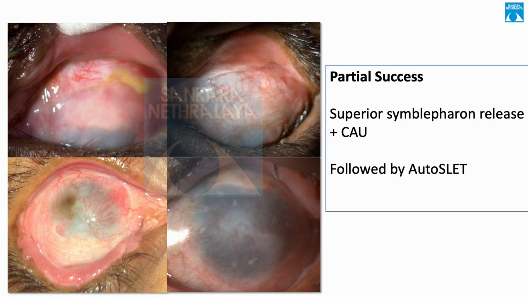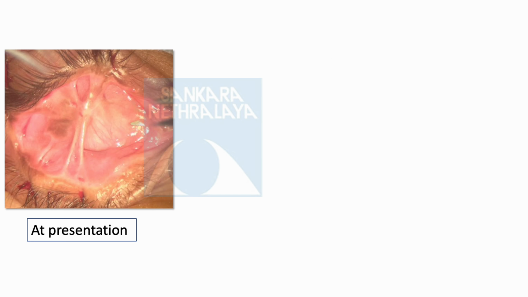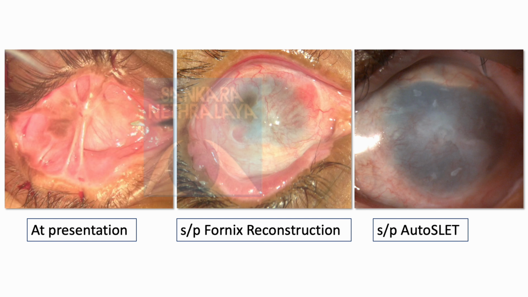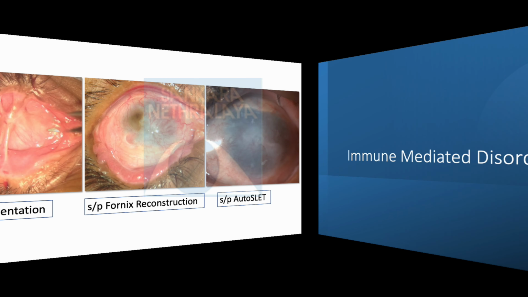3 months down the line, when the fornix was well formed, we took up the patient for an autologous simple limbal epithelial transplant to aid in the visual rehabilitation. So, a child who presented with a grade 4 symblepharon and a total LSCD, following fornix reconstruction, had a well formed fornix and a relatively clear cornea following the auto SLET.